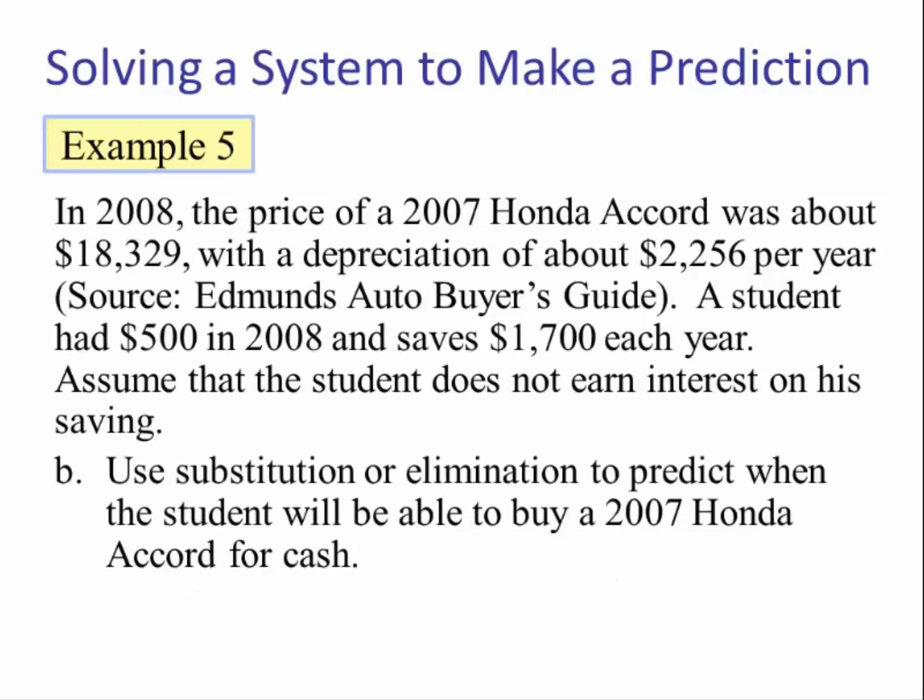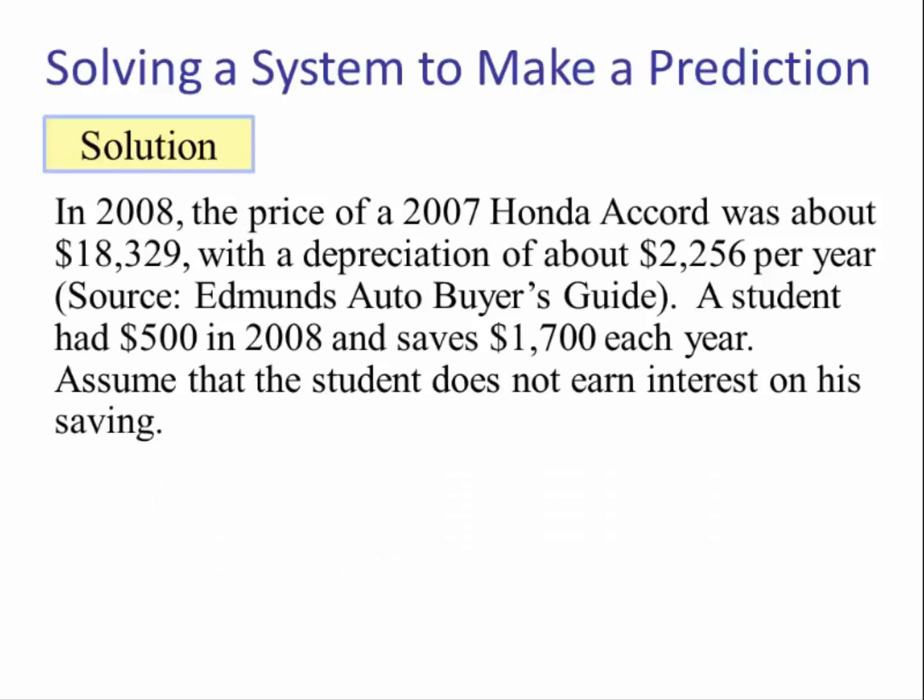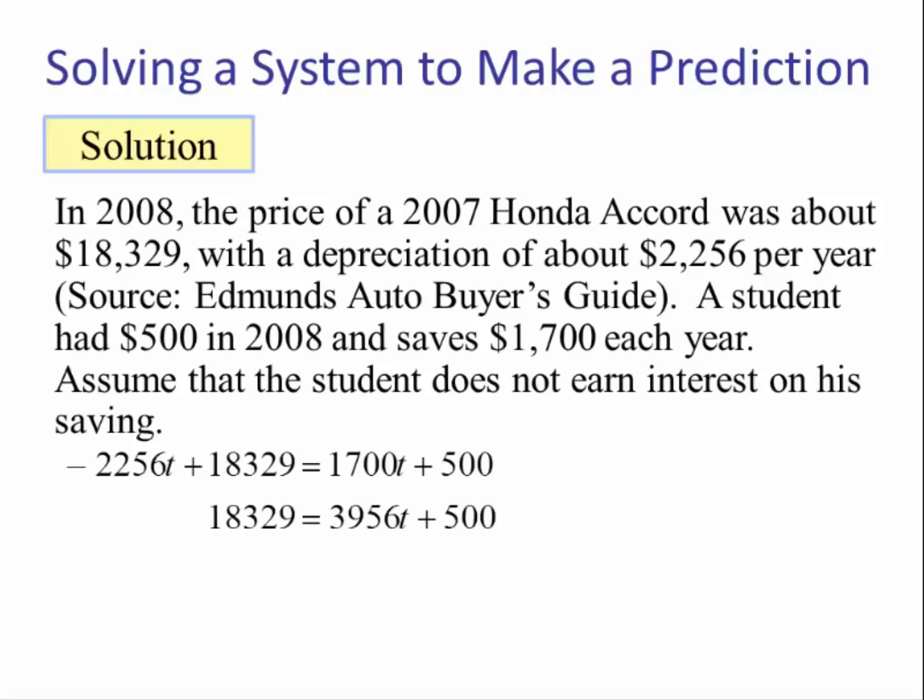B. Use substitution or elimination to predict when the student will be able to buy the 2007 Honda Accord for cash. To solve this, I'm going to use substitution. I'm going to set the two expressions equal to each other. The next step, I'm going to add 2,256t to both sides. Next, I subtract 500 from both sides, and dividing by 3,956, I get t is approximately 4.51.